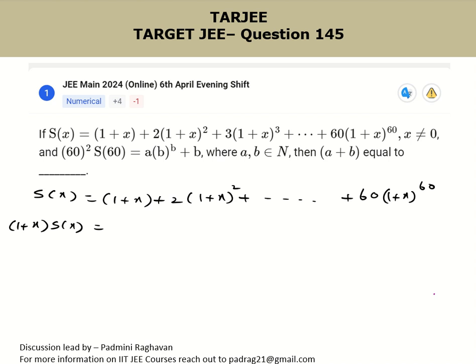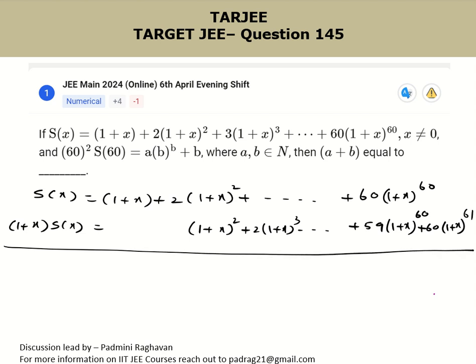So the first term will become (1 plus x) whole square, so write it below this. The next term will become 2 times (1 plus x) whole cube, etcetera. The previous term will become 59 times (1 plus x) whole power 60, and this term will become 60 times (1 plus x) whole power 61. So let us subtract the lower series from the upper series.